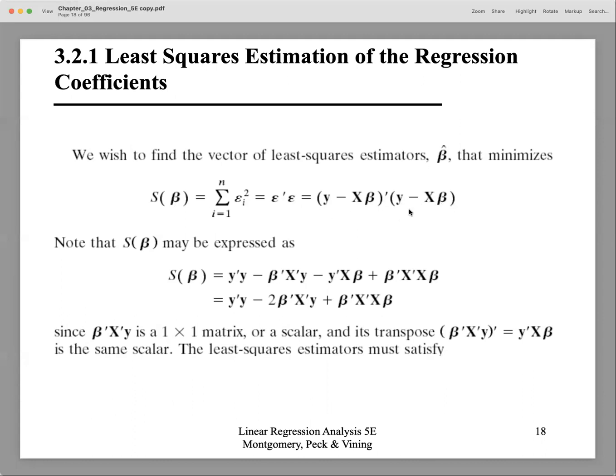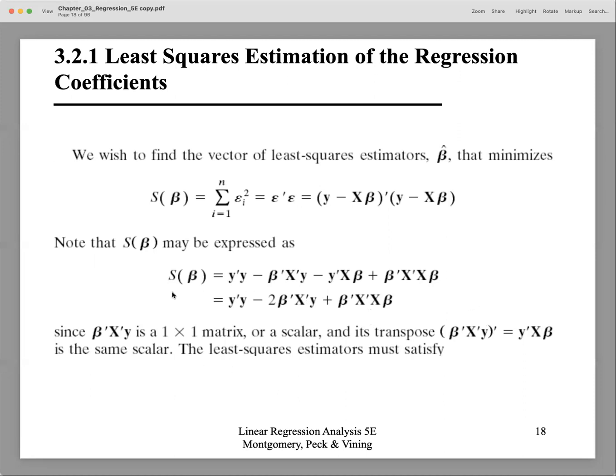Now we can expand this and rewrite it a bit, and we get this equivalent expression for the least squares criterion function: y prime y, or y transpose y, minus 2 times beta transpose times x transpose times y, plus beta transpose times x transpose x times beta. So this is a convenient way to write the least squares criterion function using the vectors and matrices that we have here in this representation.